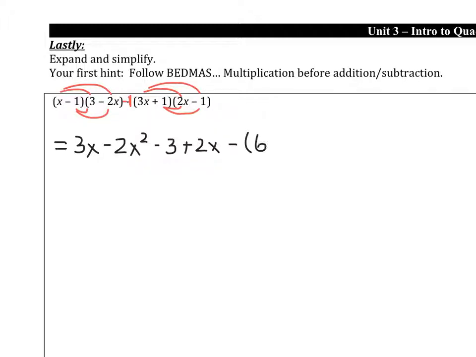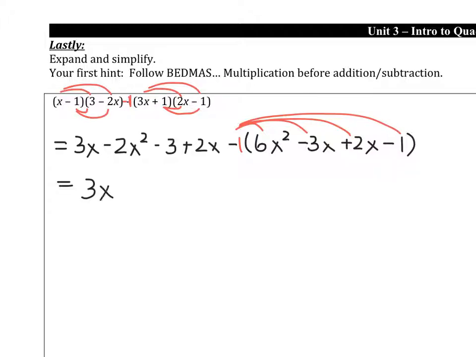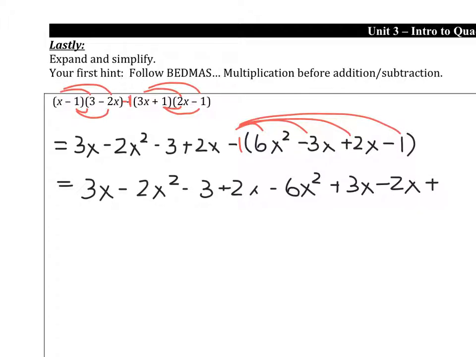So 3x times 2x is 6x squared. 3x times negative 1, negative 3x. 1 times 2x is 2x, and 1 times negative 1 is negative 1. Okay? And now, I'm going to take the negative 1 that's out here, and I'm going to distribute it into everything. Sometimes that coefficient could have been a plus 2 that you could distribute. So you just have to be really careful to keep those brackets in place until you distribute that coefficient in. For the first set of brackets, we had no issue because there was nothing in front of x minus 1. So now I have 3x minus 2x squared minus 3 plus 2x minus 6x squared plus 3x minus 2x plus 1. Being careful that all of our signs are changing because we are multiplying that negative 1 in.